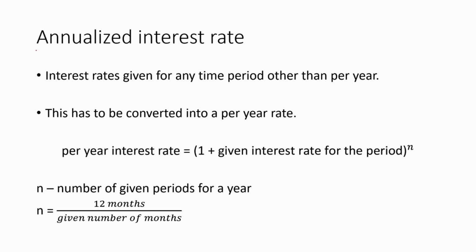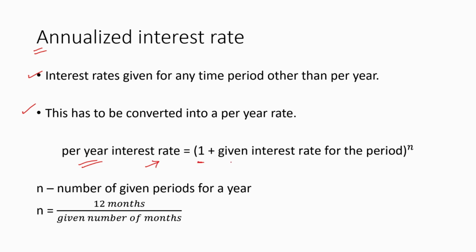Now let's discuss the annualized interest rate. This is where interest rates are given for any time period other than per year. These rates have to be converted into a per year rate. As I said earlier, when it comes to calculations, we always have to have the per year interest rate. If the interest rates are given for any time period other than per year, we have to convert them into a per year interest rate. This is the formula we can use to do this.